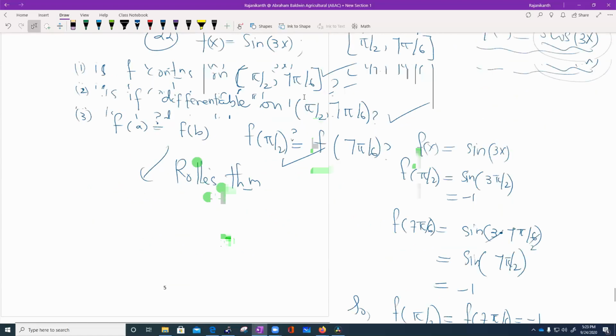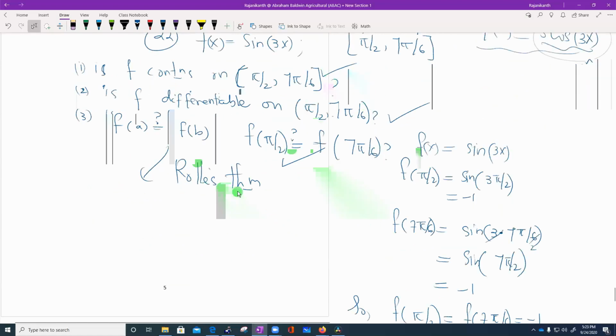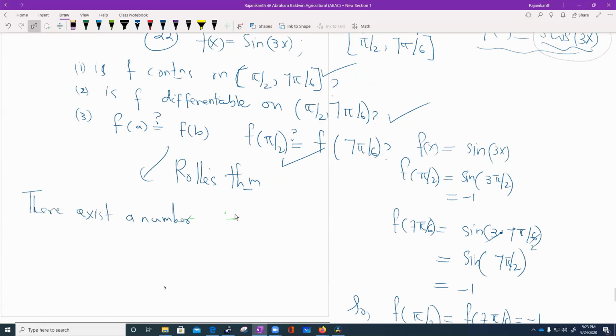Rolle's theorem says what? If you have all 3 conditions, there exists a number c. You may have more than one, okay? At least you should have one number c in the open interval pi over 2 to 7 pi over 6, such that the derivative at that point is 0. In other words, there is a slope 0 point inside the interval.